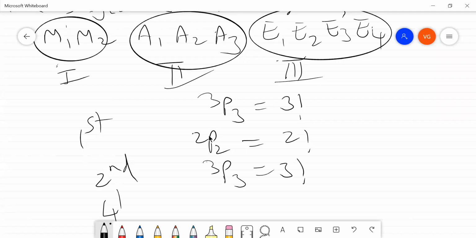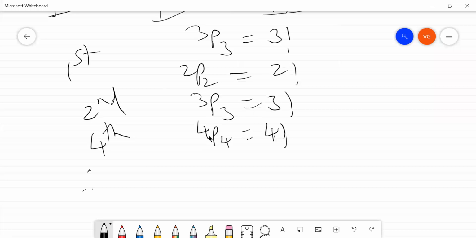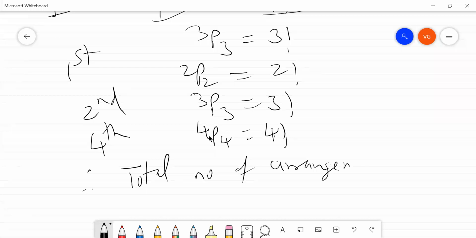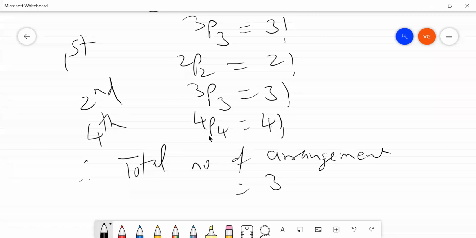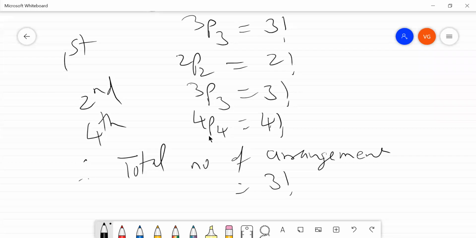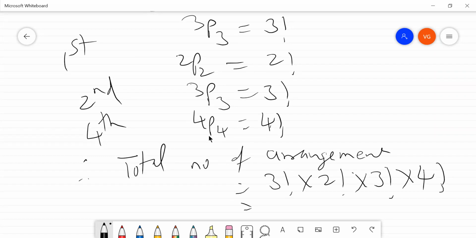Fourth group, how many are there? 4 books, they can be arranged within themselves in 4P4, that is 4 factorial. So what will be the total number of arrangements? Therefore total number of arrangements where all the books of the same subjects are together will be given by 3 factorial for the three groups, then 2 factorial into 3 factorial into 4 factorial. 3 factorial is 6, 2 factorial is 2, 3 factorial is 6 and 4 factorial is 24.